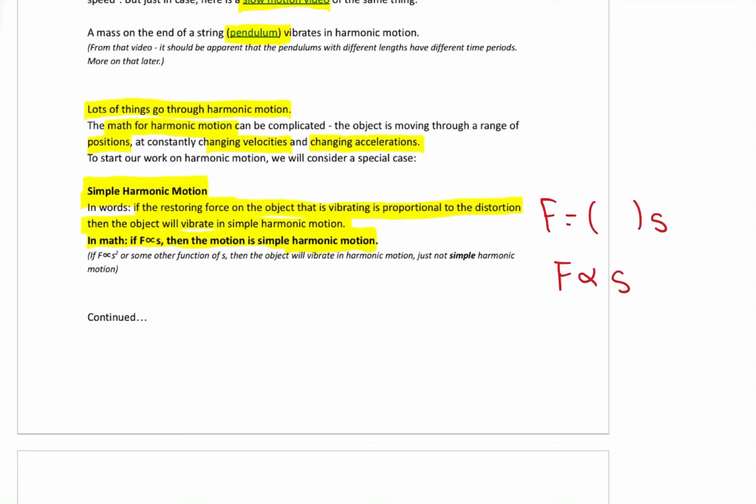If we do a little bit of work, this bit in italics down here, if we do a free body diagram and after looking at it, we get that the force is a bunch of constants multiplied by S squared, that's going to be a harmonic motion. It's just not simple harmonic motion, because it's got an S squared instead of just a plain old S.